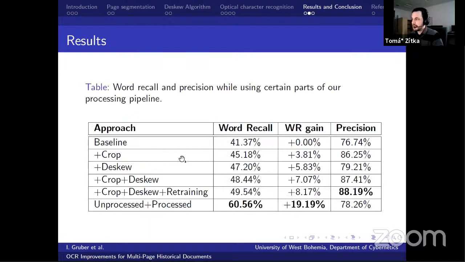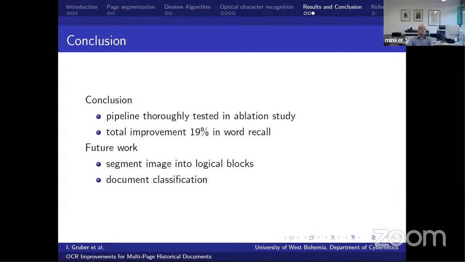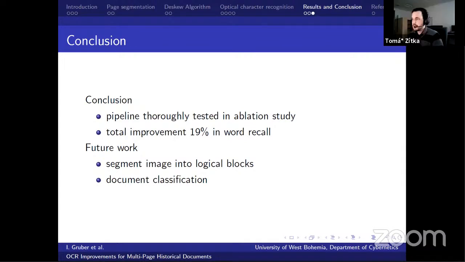Here are the results. You can see that adding individual steps of the pipeline increases word recall, which culminates in a word recall increase of 8%. And when we also add the output of the OCR on the unprocessed document, we gain almost 20% in word recall. So in conclusion, we tested our pipeline in an ablation study and gained an improvement of 19% in word recall, which was what we were aiming for.